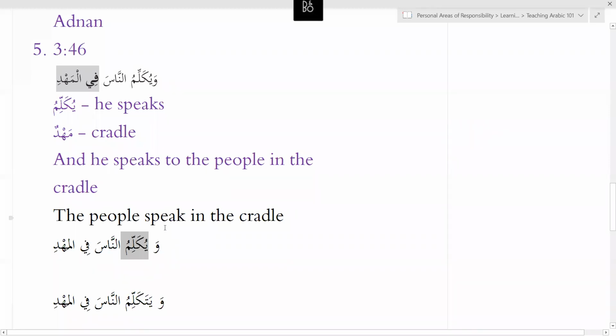You should not change the verb, Zahan. You need to change something else. How do you say the people speak in the cradle? Okay, whoever wants to try. He speaks to the people.